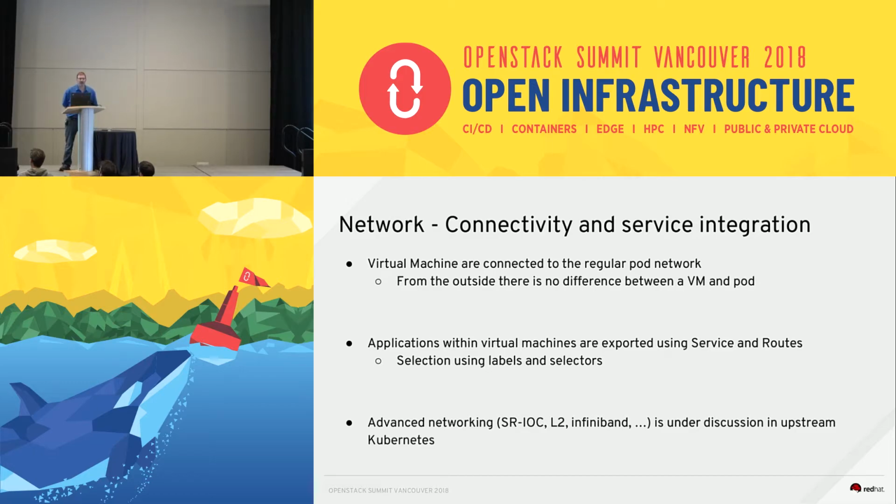So a little bit back to networking. I talked a bit ago about the services and using routes, but to dive a little deeper, we're using the regular pod network with virtual machines. And basically what we're doing is we're taking the IP that is assigned to the pod and we're proxying it over to the virtual machine so that they appear to be the same entity.